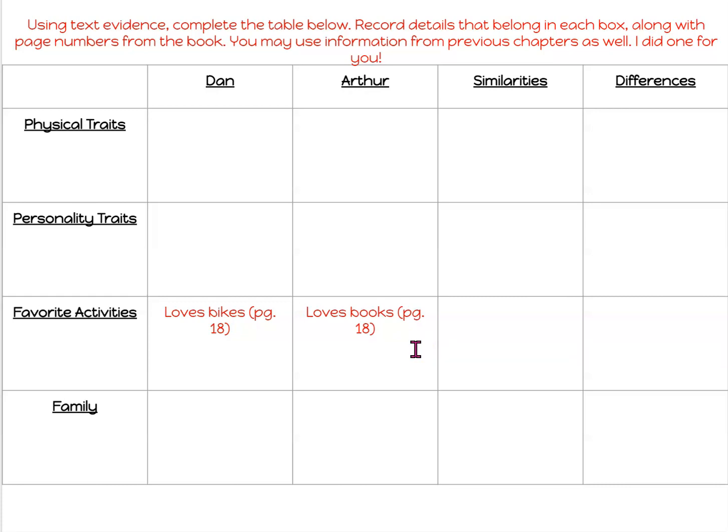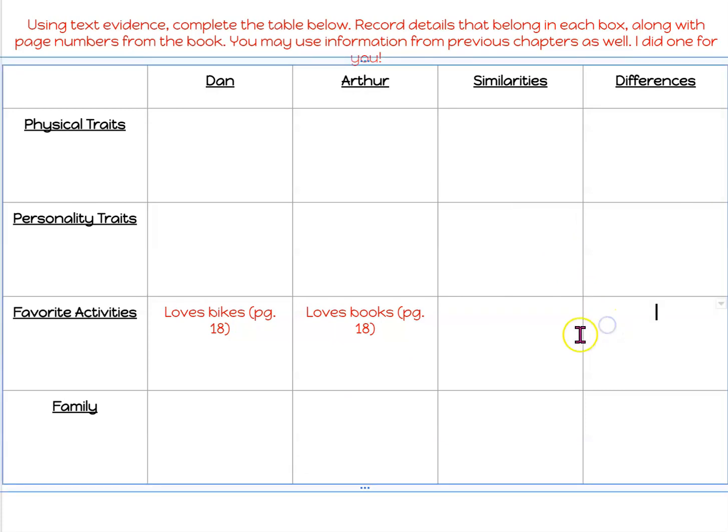Okay. Now there's a lot of descriptions about the physical traits of Arthur and Dan. You may need to make some inferences. That means we have to use our schema, what we already know, and what the author tells us to come up with some words that describe Dan and Arthur in their physical traits, and that's what they look like, and their personality traits, and that describes how the character is on the inside. Okay. Once you have these two columns filled out, you'll be able to describe what are some similarities and differences.